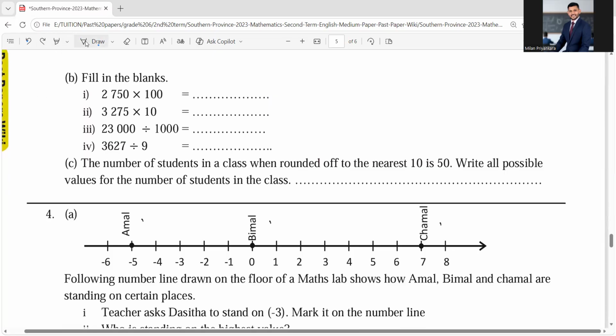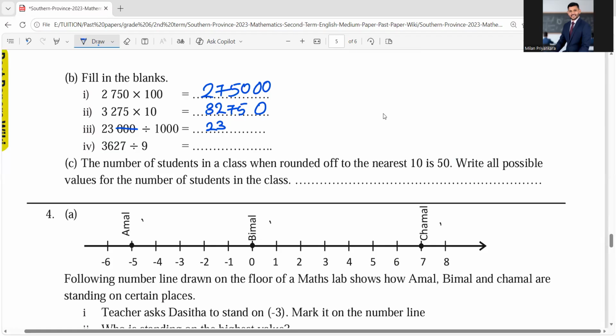Okay, fill in the blanks. See how to multiply. When you have to multiply by 100, you can just write two more zeros. 2050, two more zeros. That's it. When you multiply by 10, you have to take one more zero. 3275, another zero. When you divide by 1000, you have to cancel these three zeros. Then it's going to be 23. You can cancel these three zeros.